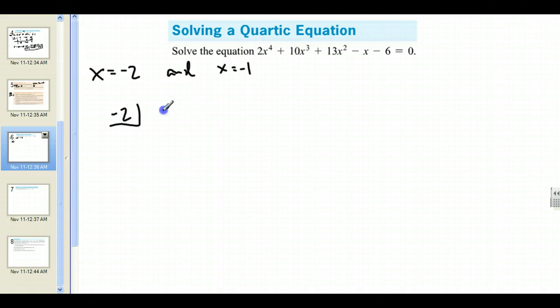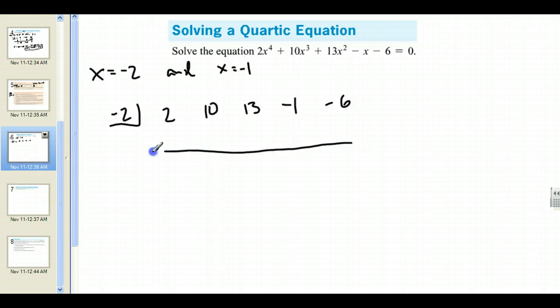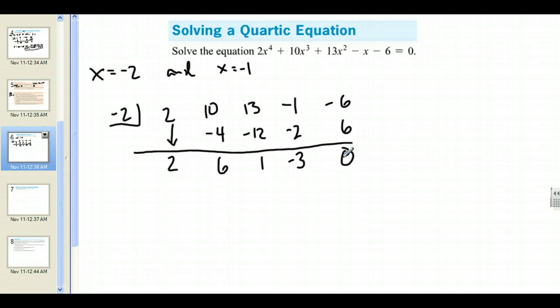Alright, and bring down these coefficients. So 2, 10, 13, -1. Don't forget the negatives if they have a minus sign in front of them. Alright, and then I'm going to bring down the 2. So that starts the process, and then multiply gets me a -4. Add, I get 6. Multiply, I get a -12. Adding gives me a +1. -2 times 1 is -2. Adding gives me -3. And then -2 times -3 is +6. And then again I get a 0.